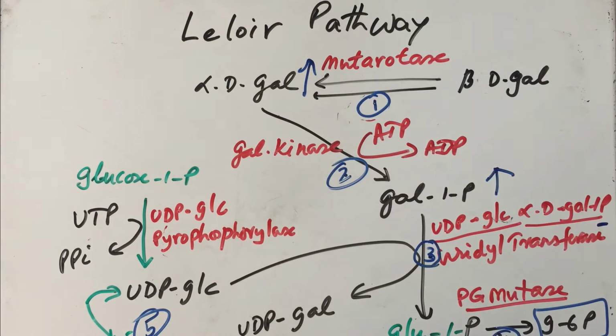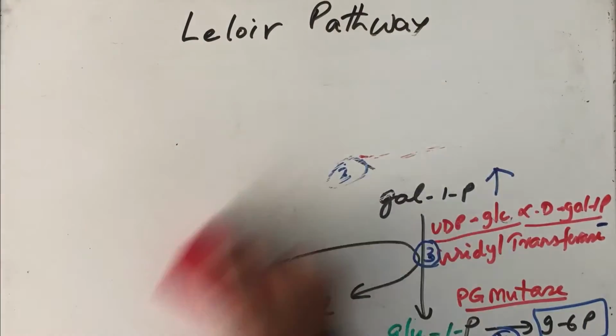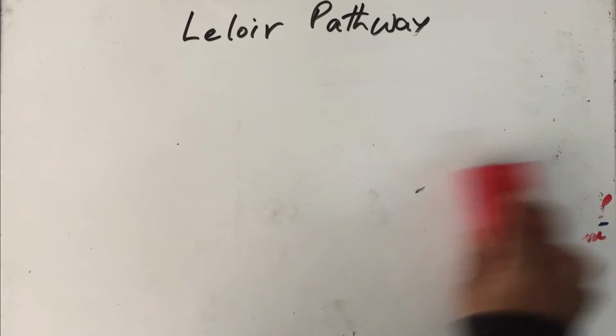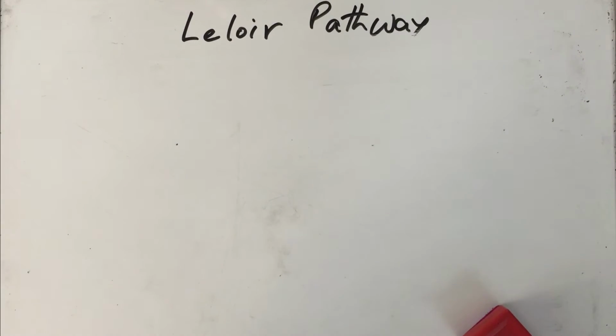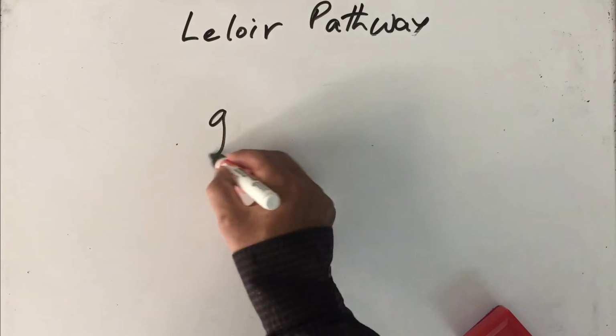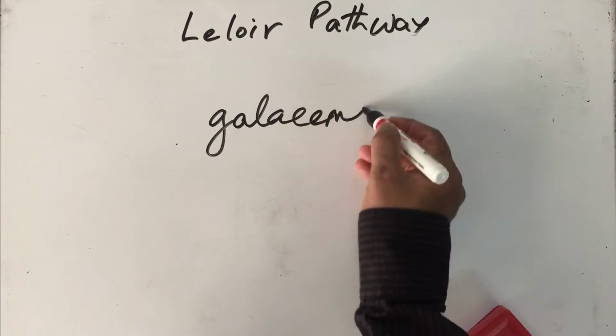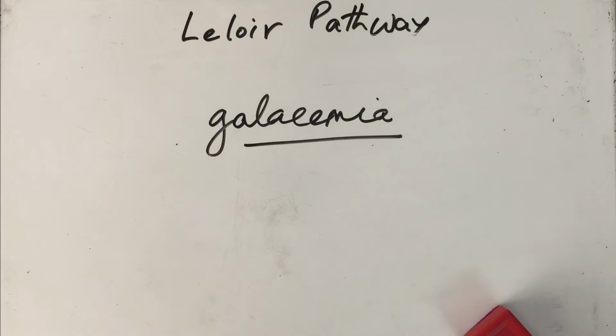When these intermediates accumulate, it can be harmful to an individual. Harmful in the sense that it can lead to diarrhea, liver damage, liver cirrhosis, and at times mental retardation. So this intolerance to galactose due to a deficiency of uridyl transferase enzyme is known as galactosemia. Okay, galactosemia is due to the deficiency of uridyl transferase enzyme.